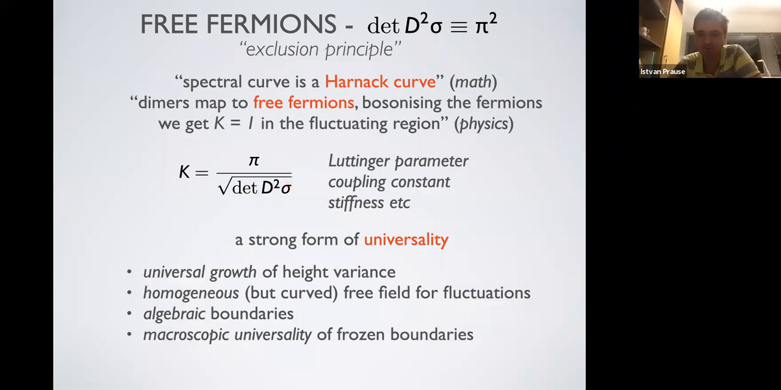And what are the consequences of this property? That there is a universal growth of the height variance in the liquid region. This constant is universal. Then there is this non-trivial complex structure for the fluctuations, which one expects, and in many cases proves, to be the GFF fluctuations in a non-trivial complex structure, but nevertheless it's a conformally invariant GFF. This is also responsible for the algebraic boundaries, what I mentioned as a kind of macroscopic universality.